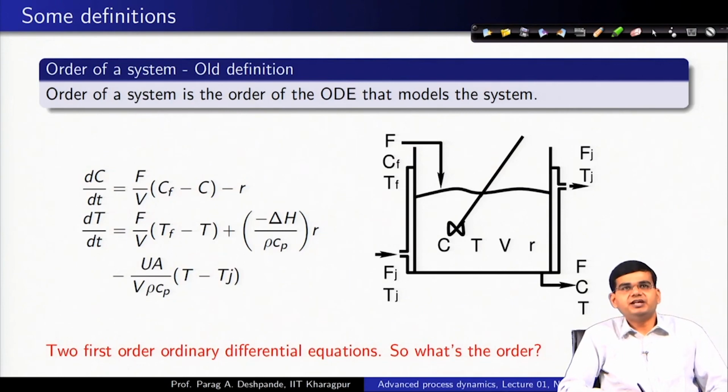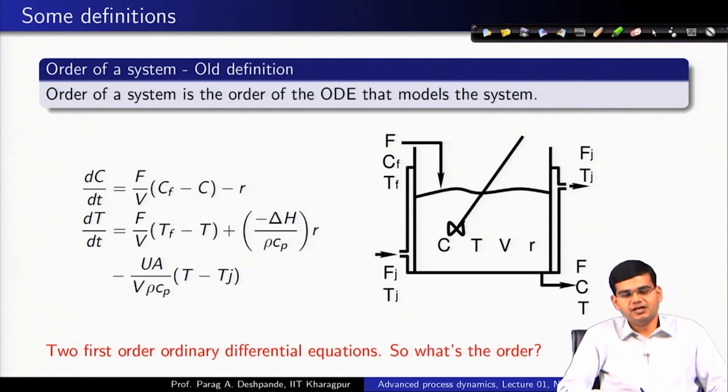Now, we can define traditionally the order of a system. In your undergrad process dynamics and control course, you must have studied the definition of an order of a system as the order of the ordinary differential equation that models the system. So, for example, if you take a manometer and do the dynamics of the motion of the liquid, the model equation comes from Newton's second law, and since Newton's second law is second order, you say that the order of the system, or the order of dynamics of liquid level in a manometer, is 2.